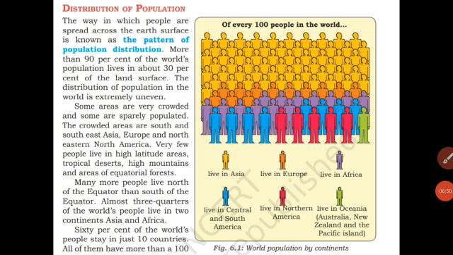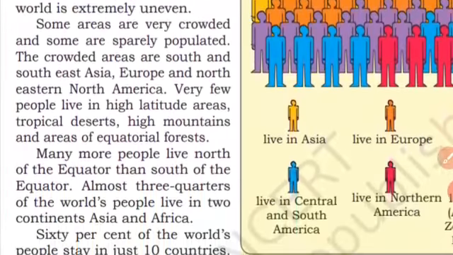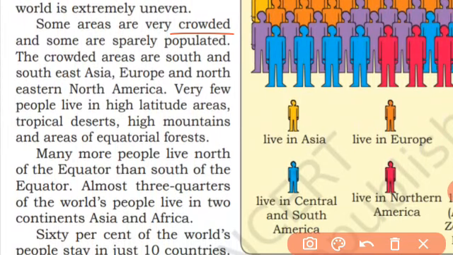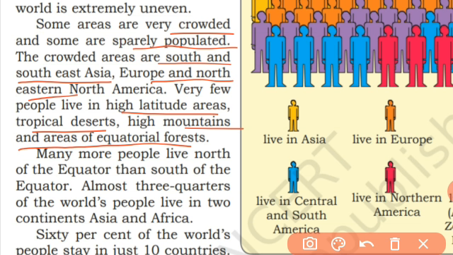The population density also differs. Some areas are crowded and some are sparsely populated. The crowded areas are South and Southeast Asia, Europe, and Eastern North America. Very few people live in high latitude areas, tropical deserts, high mountains, and areas of equatorial forest. Many more people live north of the equator than south of the equator. Almost three quarters of the world's people live in two continents, Asia and Africa.